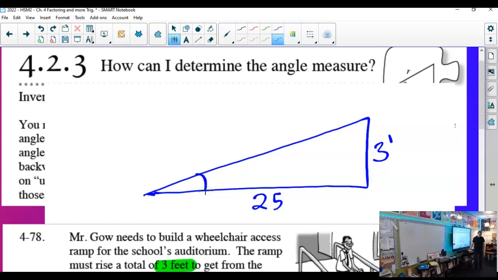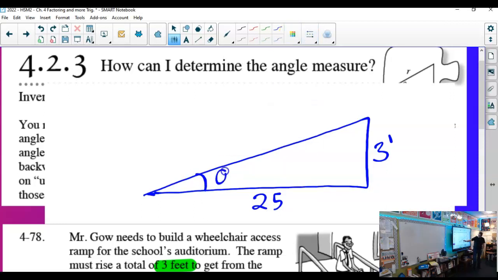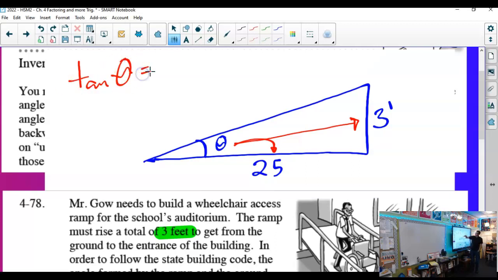Now, what is our placeholder when we're talking about angle measures? You guys remember what we call that symbol? Theta, right? That's the Greek letter theta. Looks like an Easter egg, right? There's a little oval squiggly through the middle. Literally, that's theta. So when we are looking at this angle and comparing to here and here, what trig function are we going to use? Tangent. So we set up tangent of theta equals 3 over 25.